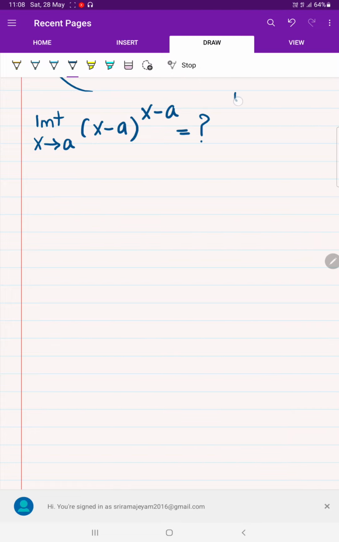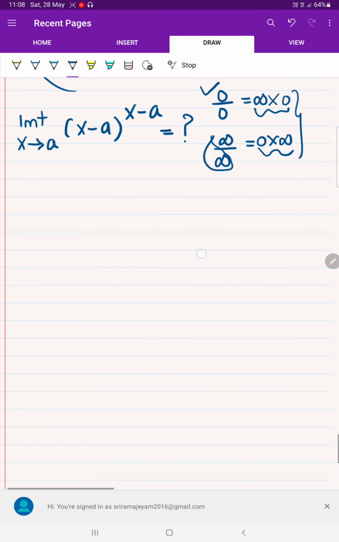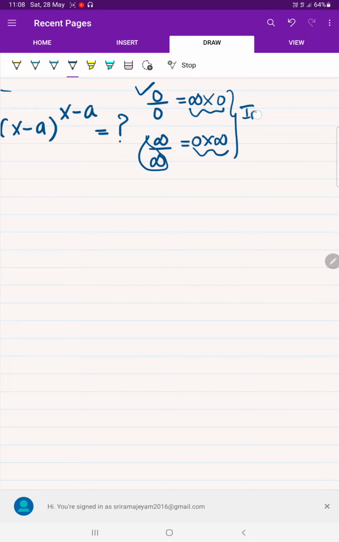So far we have understood two indeterminate forms. 0 by 0 is called indeterminate, and we also observed that infinity by infinity is called an indeterminate form. You should also understand one more thing: 1 by 0 can be written as infinity. So infinity into 0. Here also, 1 by infinity can be written as 0, so 0 into infinity. Both are the same. So 0 into infinity or infinity by 0, both are indeterminate forms only. That is what we observed so far.